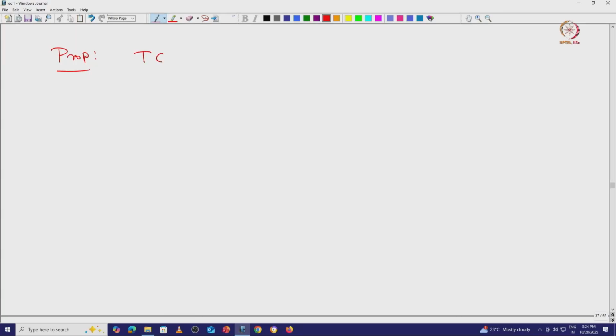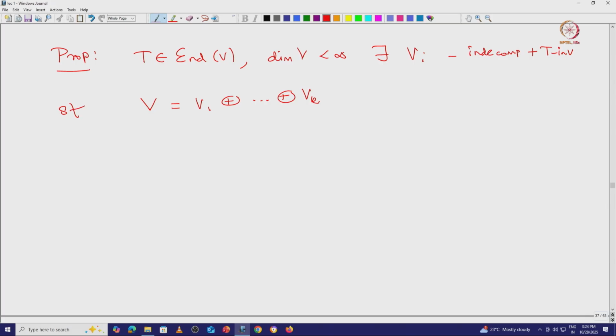Let T be a linear operator on V, and assume that the vector space is finite dimensional. Now we are able to write V as a direct sum of indecomposable T invariant subspaces. So there exist V_i, each one an indecomposable T invariant subspace, such that we can write V as a direct sum of these.